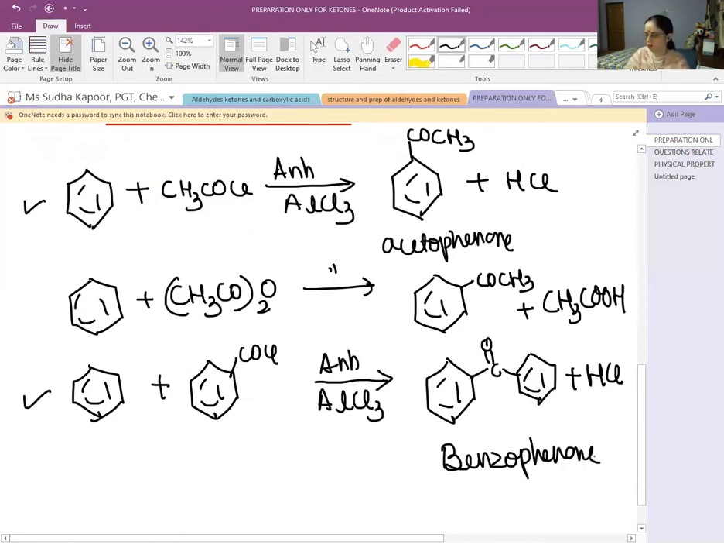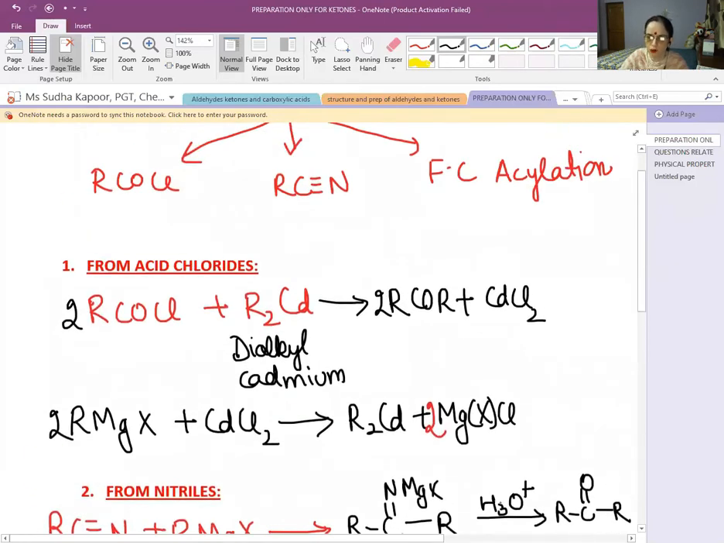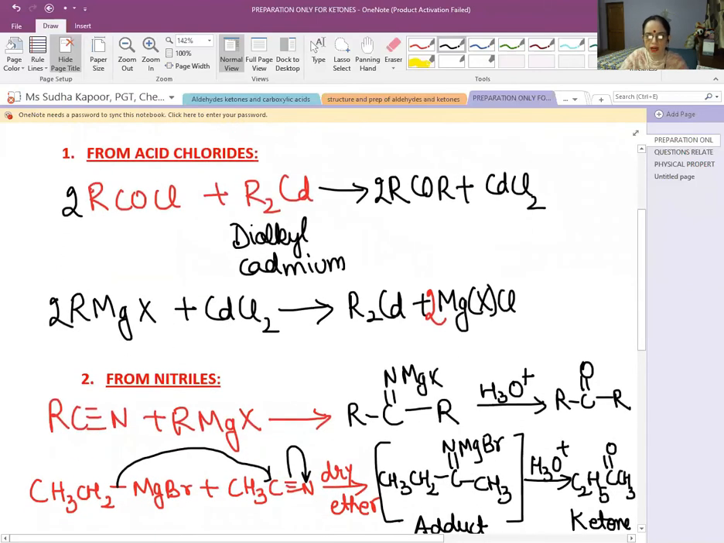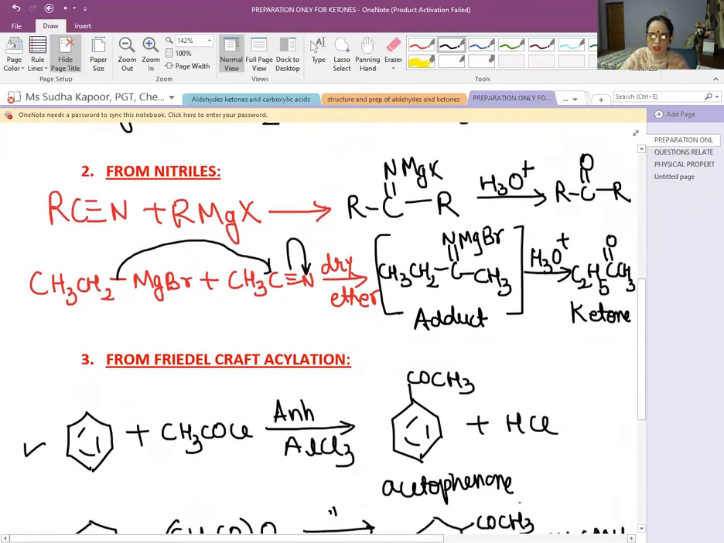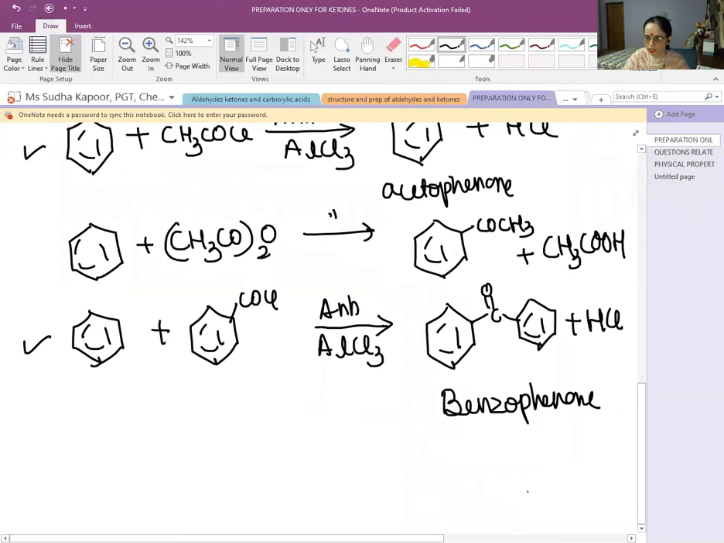Benzophenone. So the three methods to prepare only ketones are, first, from acid chloride using dialkyl cadmium, getting the ketone. The second method is from nitriles using Grignard reagent. We have seen how the shifting of electrons takes place. And the third is from Friedel-Crafts acylation using the acid chloride. But if we are using benzoyl chloride, then what we will be getting is benzophenone.